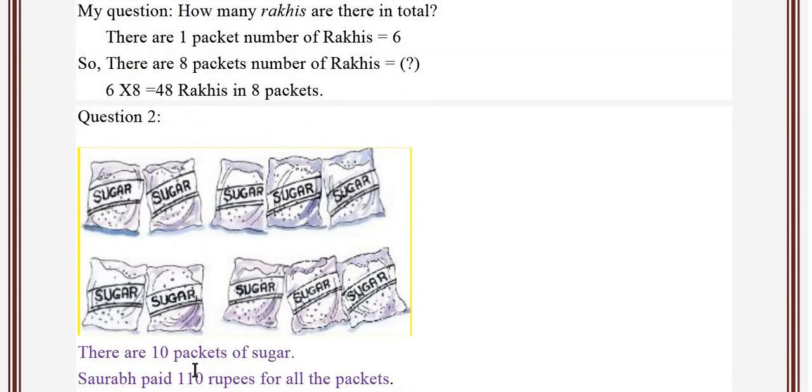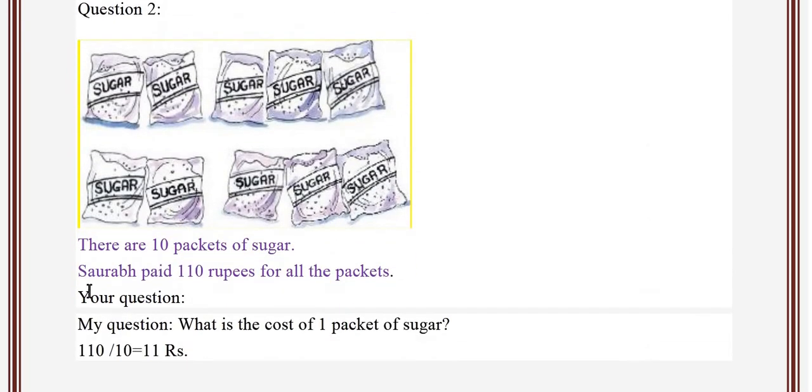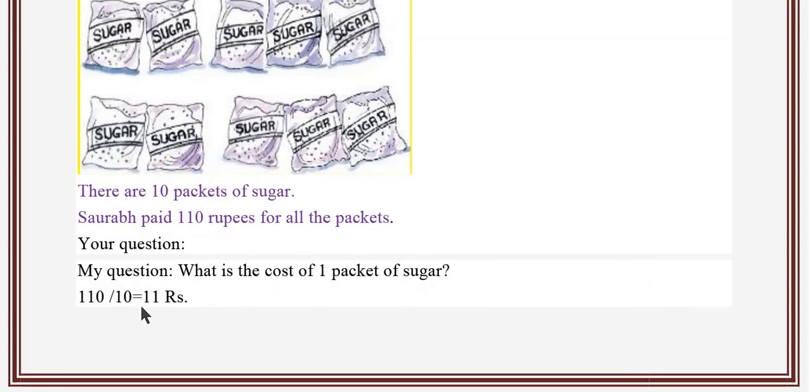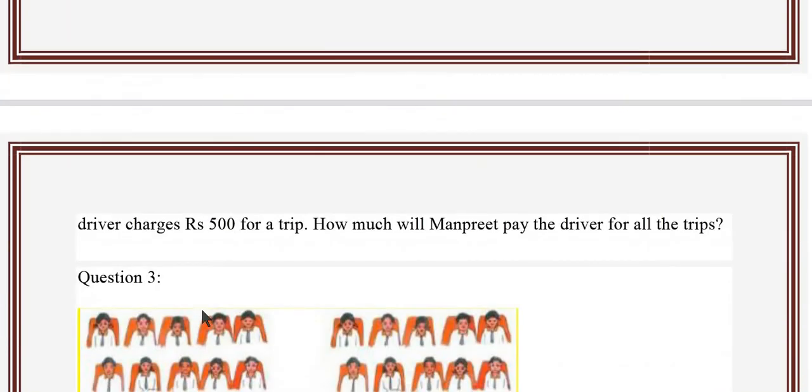Question 2. There are 10 packets of sugar. Saurabh paid 110 rupees for all the packets. My question is, what is the cost of 1 packet of sugar? 110 divided by 10 is equal to 11 rupees.